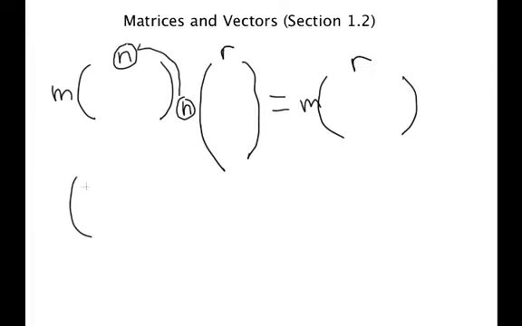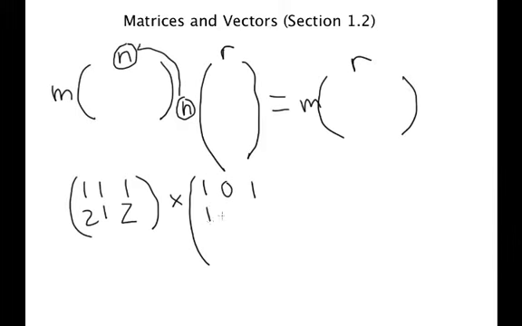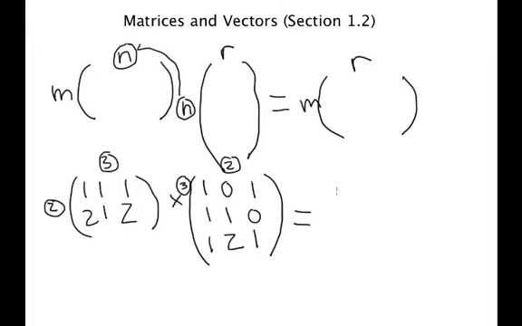Let's take a 2 by 3 matrix, 1, 1, 1, 2, 1, 2, and multiply it by a 3 by 3 matrix, 1, 0, 1, 1, 1, 0, 1, 2, 1. What size am I going to get? Well, this 3 and this 3 are the same, so that's good. And then what I get left is 2 by 3. So the answer should be a 2 by 3 matrix.